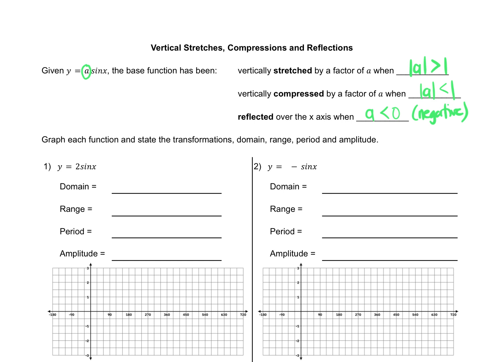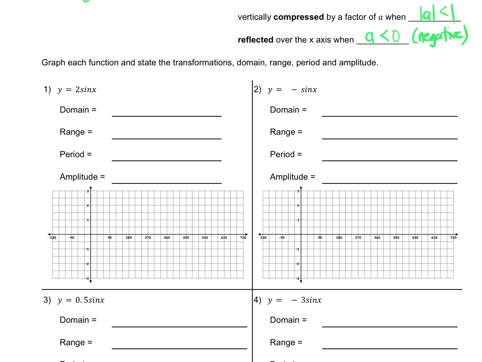So let's take a look at how we're going to graph this. We're going to graph each function, and state the transformation, the domain, range, period, and amplitude. So we are given y equals 2 sine x. The first thing I'm going to do before I even think about my transformation is graph the base function. So I start at the origin. After 90 degrees, I'm at the max, midline, minimum, midline. And I'm just going to do one cycle.